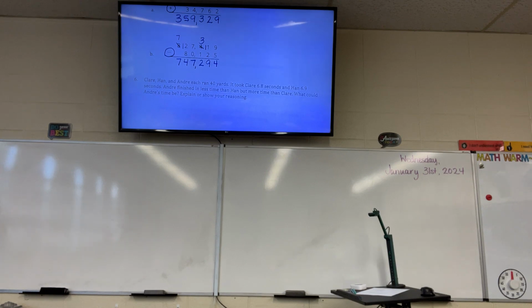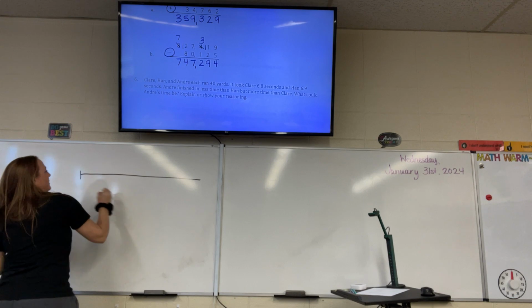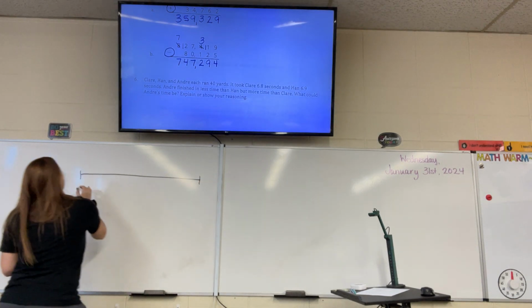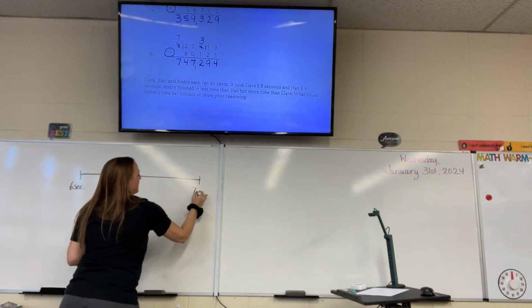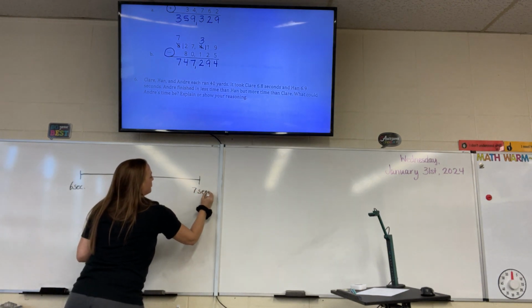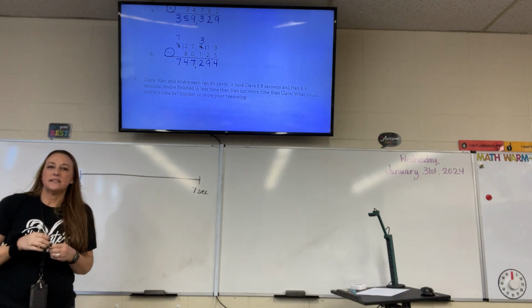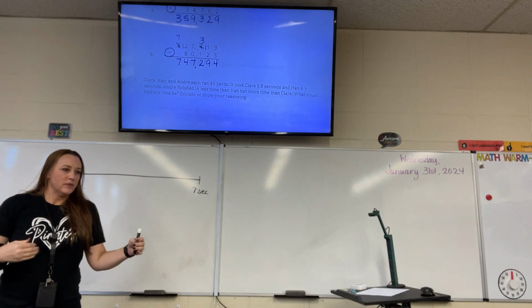So we've got a number line here, and we know that this is 6 seconds and 7 seconds, right, because all their times are between 6 and 7 seconds, right? Smaller than 7 seconds, but more than 6.